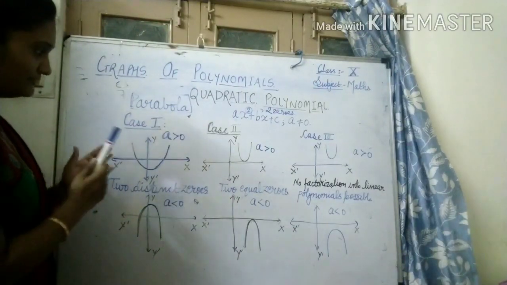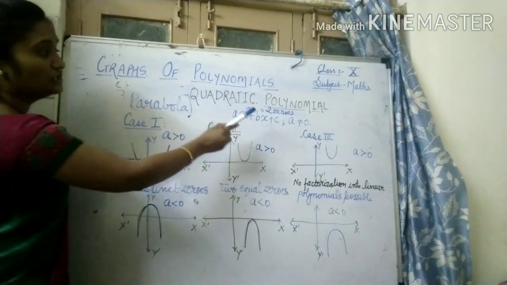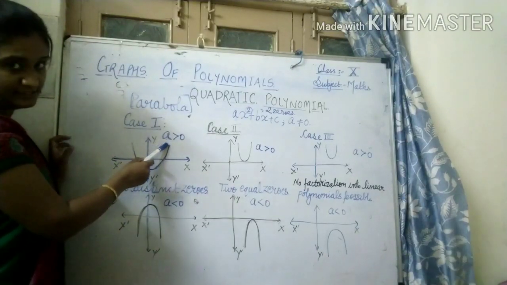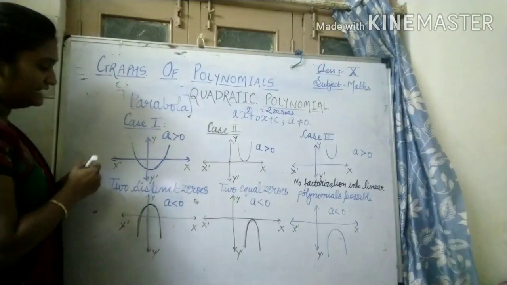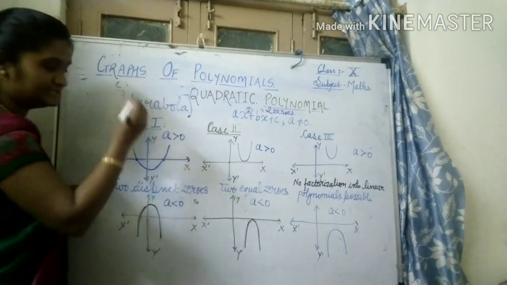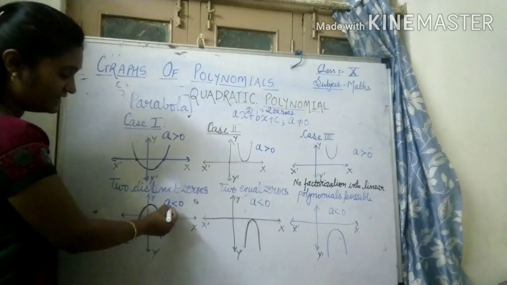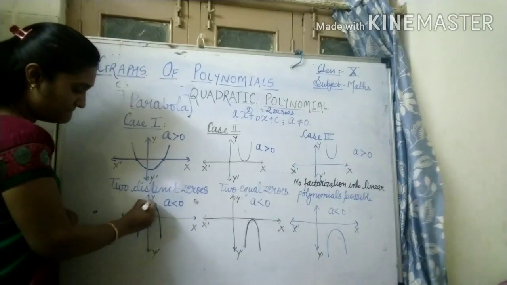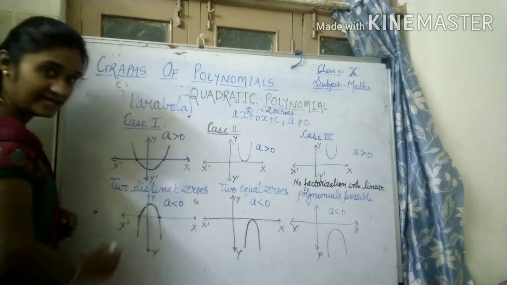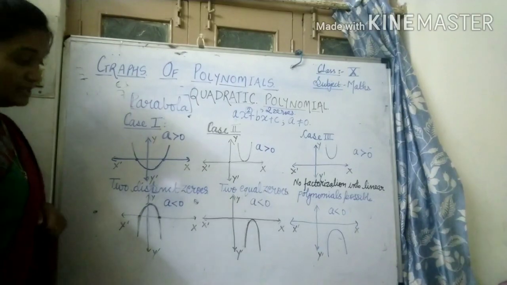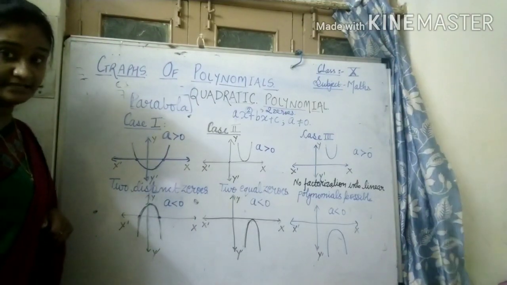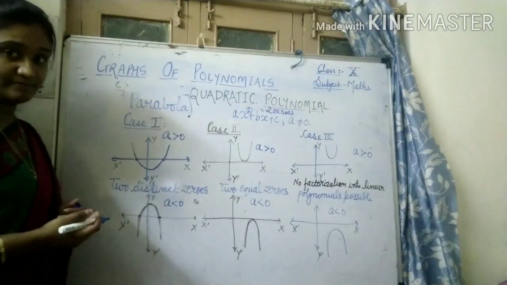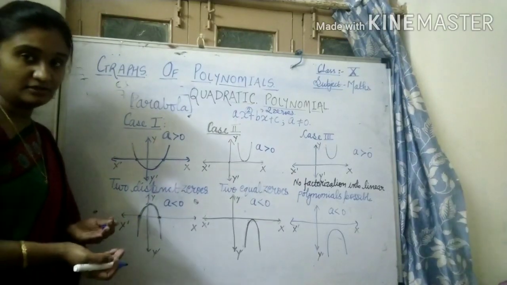So let's understand what I have drawn on the blackboard. Case 1, when the quadratic polynomial is having 2 distinct zeros. If the value of a is positive, then you will have an upward parabola intersecting the x-axis at 2 distinct points. Similarly, if the coefficient of x square is negative, again you will have a parabola intersecting the x-axis at 2 distinct points. But remember, because the value of a is negative, it will open downwards.